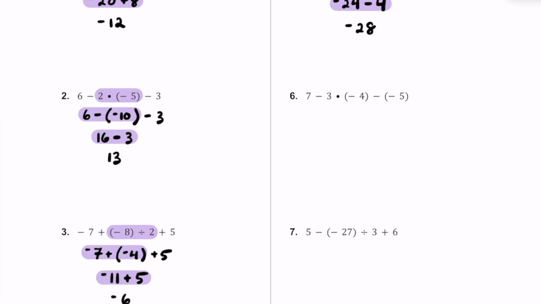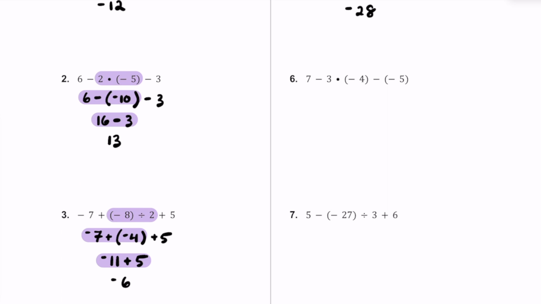All right, for number 6, and for these operations, we're going to choose multiplication out of all of these to start with here. So 3 times -4, that's going to be -12. So we have 7 minus this -12. And then we're going to take away a -5 afterwards. So we have two subtraction problems. Let's do the one on the left.